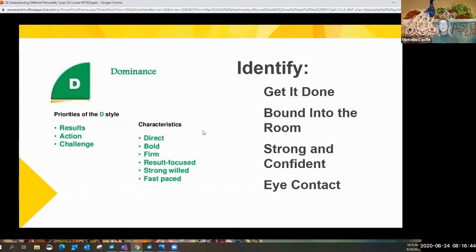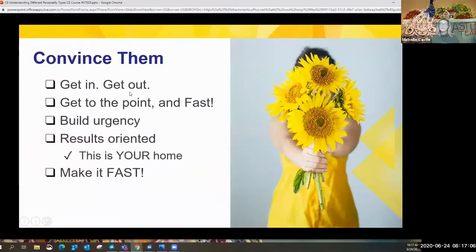But it's really important whenever you're talking to a D that you, again, are straight to the point, checklist, bullets, and that you're making good eye contact for them. They're take charge, direct kind of people. And they can handle your fast pace. So get to the point and do it fast.